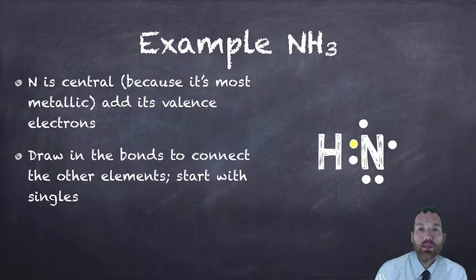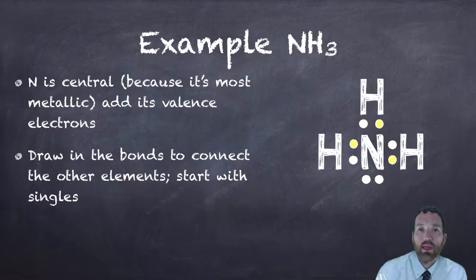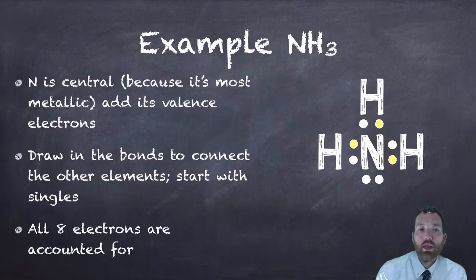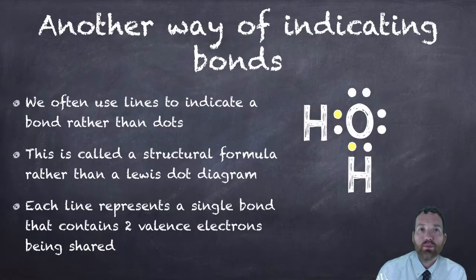So I add in a hydrogen on this unpaired electron here. There's 1 of the hydrogens. I'll do the same thing on the top. There's 2 hydrogens. And on the right, there's 3 hydrogens. So my formula is done. I have 1 N in the middle, 3 H's attached. So that's NH3. And if I look at my octets, everybody's happy. All 8 electrons are accounted for. Nitrogen's happy, and each hydrogen wants 2, and they have 2. So we're good.